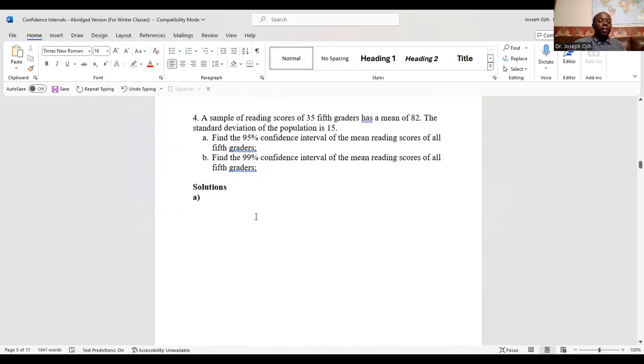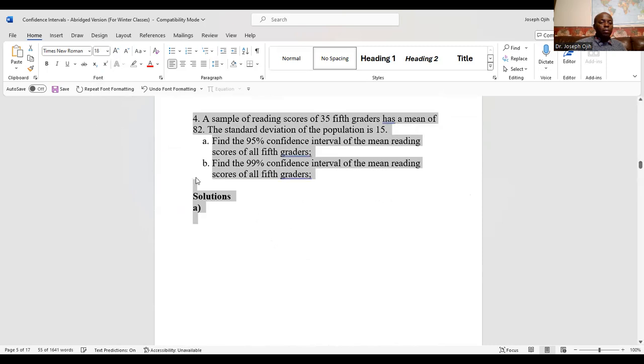A sample of reading scores of 35 fifth graders has a mean of 82. The standard deviation of the population is 15. A, find the 95% confidence interval of the mean reading scores of all fifth graders. B, find the 99% confidence interval of the mean reading scores of all fifth graders. So let's start with A.